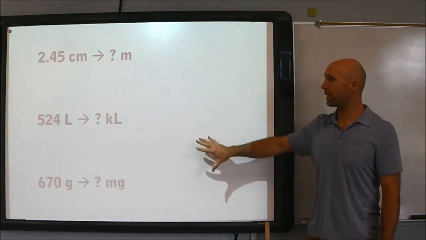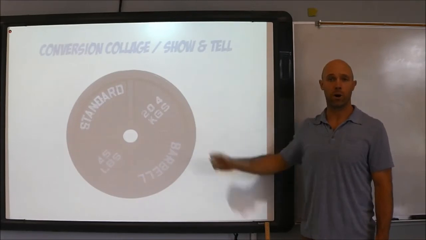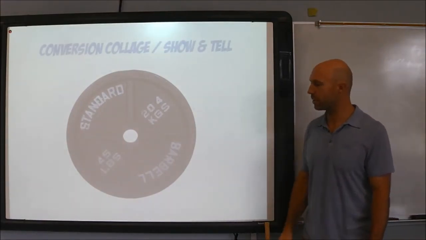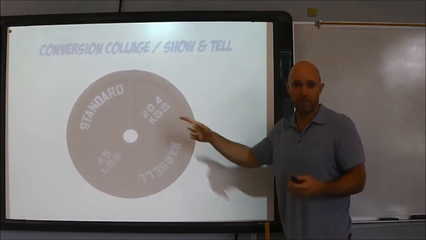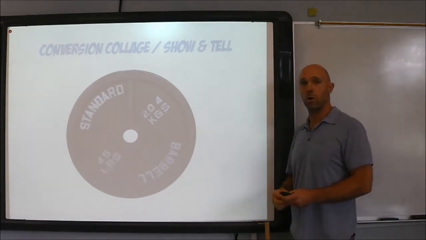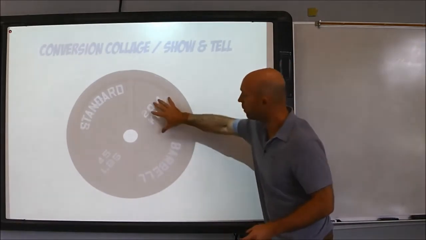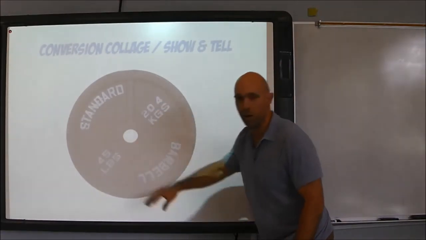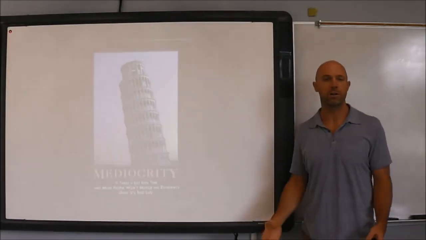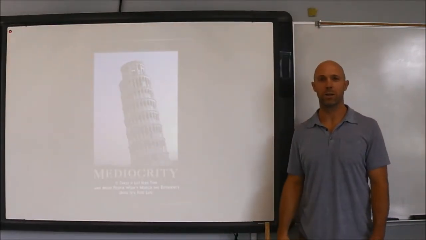We can do problems like these or go back to our conversion collage. This has some equivalency statements on it too. We know that 1 kilogram equals 2.2 pounds, or on this we can see that 20.4 kilograms is equal to 45 pounds. Let's do another problem that maybe works a little better.